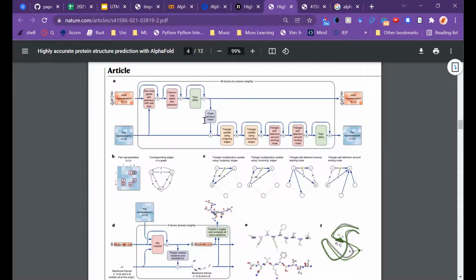Oh, so you're generating the pair representation along the way. Yeah, it changes along the way.